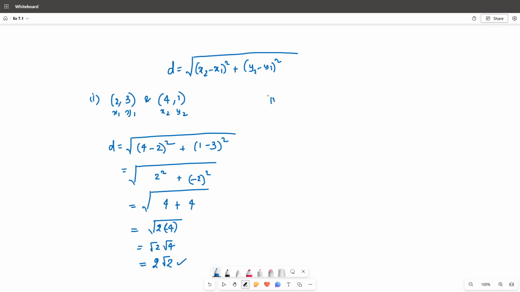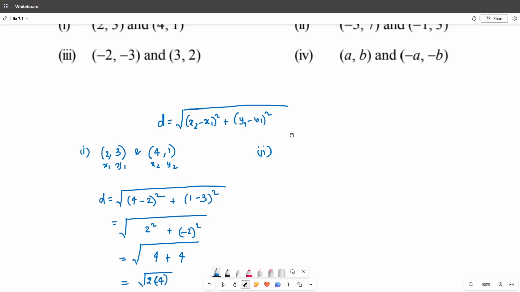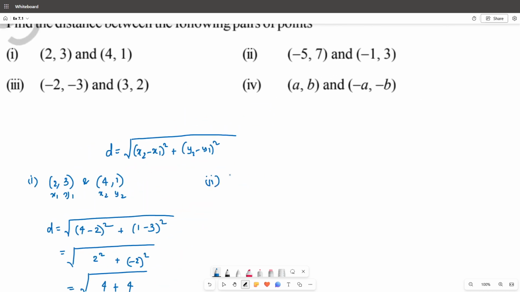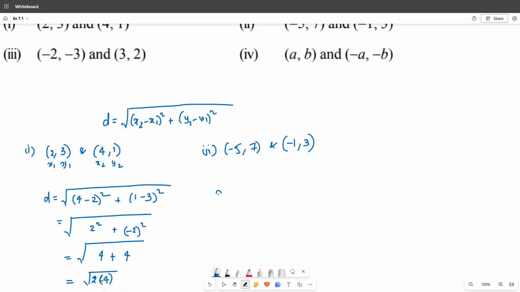Next, the second one. What is the second pair of points? Minus 5 comma 7 and minus 1 comma 3. Same again, distance d is equal to under root (minus 5 minus of minus 1, which is plus 1, so minus 5 plus 1) square and (7 minus 3) square.